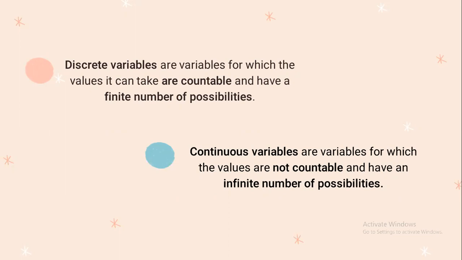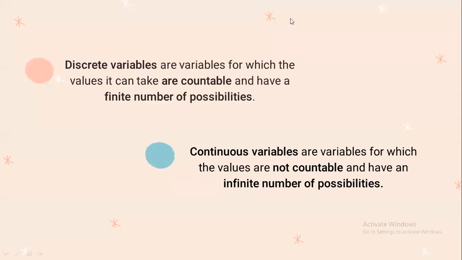Next, we have continuous variables. Continuous variables are variables for which the values are not countable and have an infinite number of possibilities. Continuous variables are the data that can be measured but not counted. Examples are age, weight, and height.